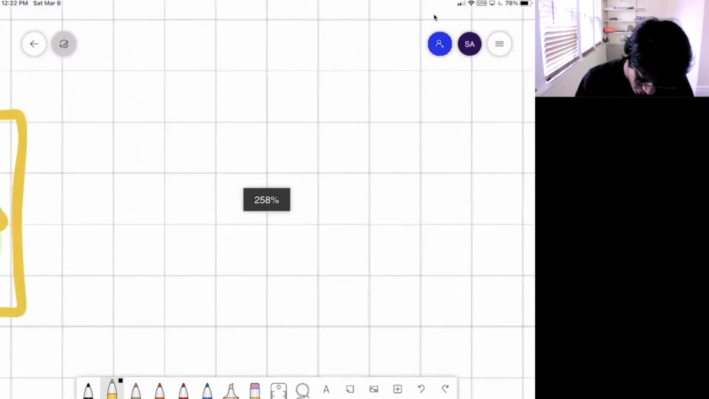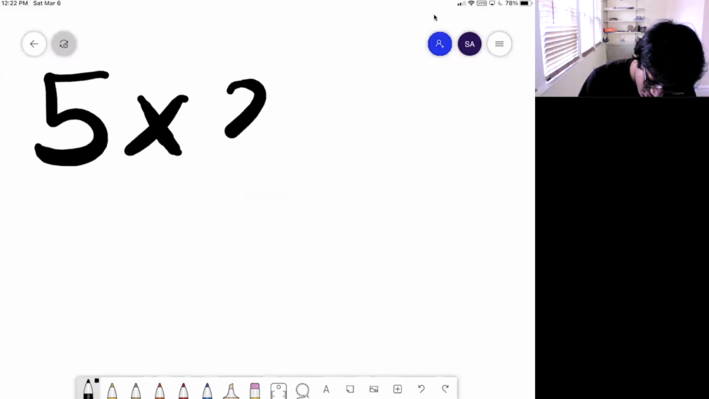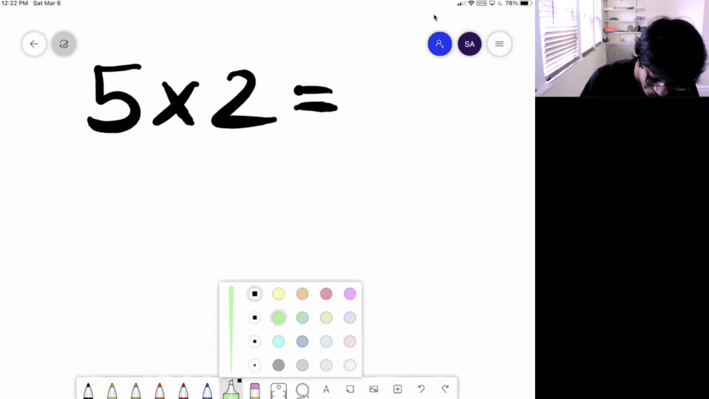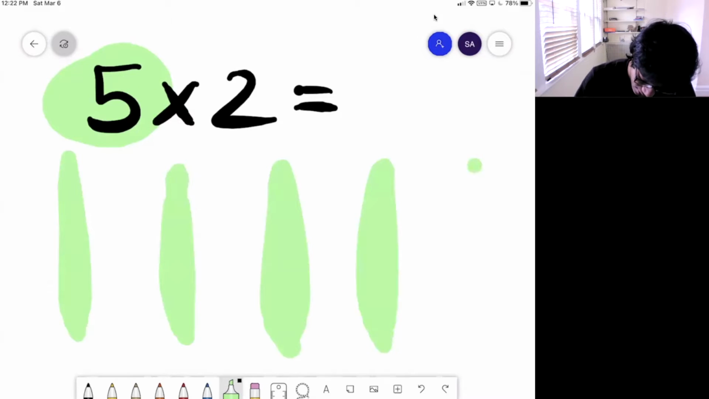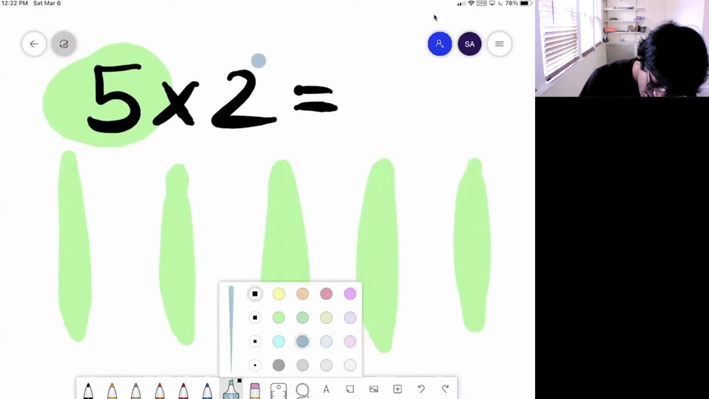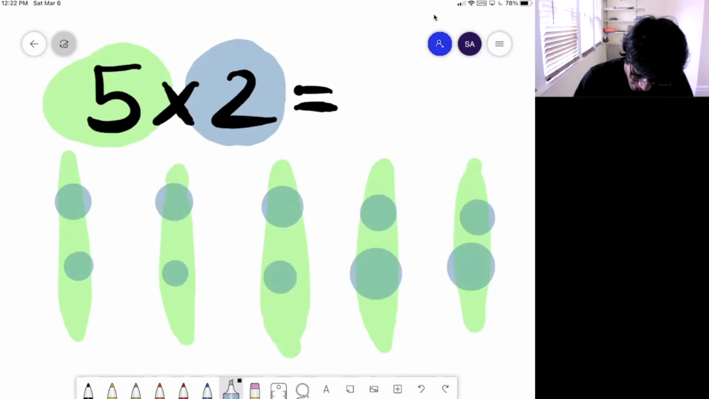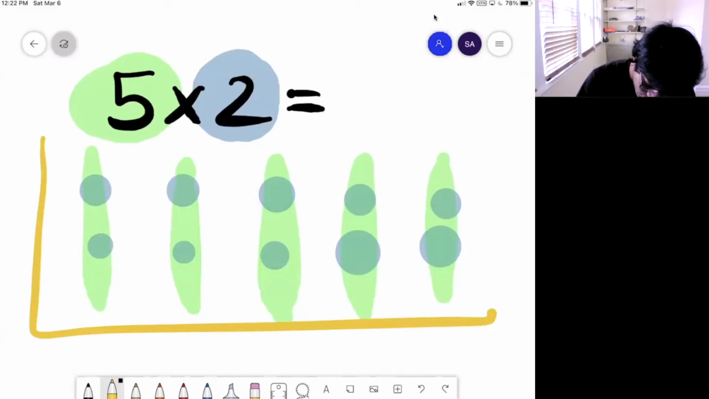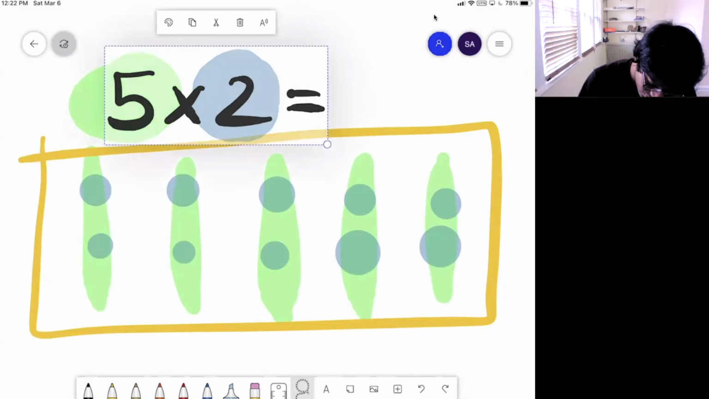Let's check out that one. So let me write 5 times 2. Again, we're going to think of the same thing, right? 5 columns, 1, 2, 3, 4, 5, and 2 dots in each column. Now the question is, how many dots in this whole shebang? How many dots are in this whole yellow thing?